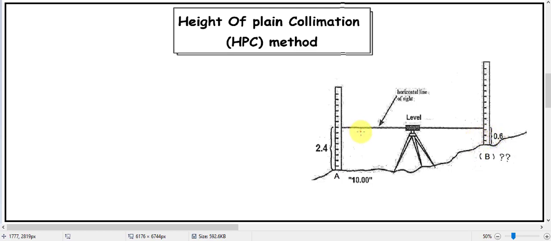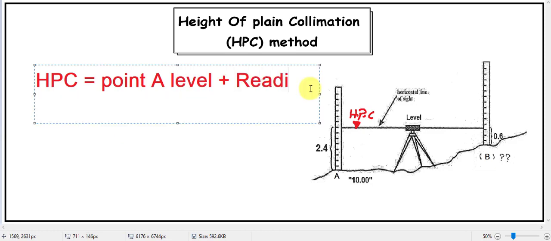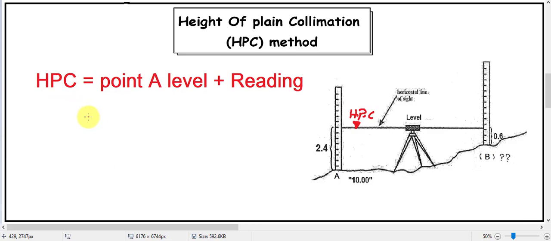To find the level of point B, we must first calculate the HBC level. This is the HBC line. The HBC is the height of collimation line in this setup. So I want to calculate the HBC level. The HBC equals point A level plus the reading on point A. This is the HBC. So the point A level is 10 meter and the reading on point A is 2.4 meter. So the HBC level is 12.4 meter.